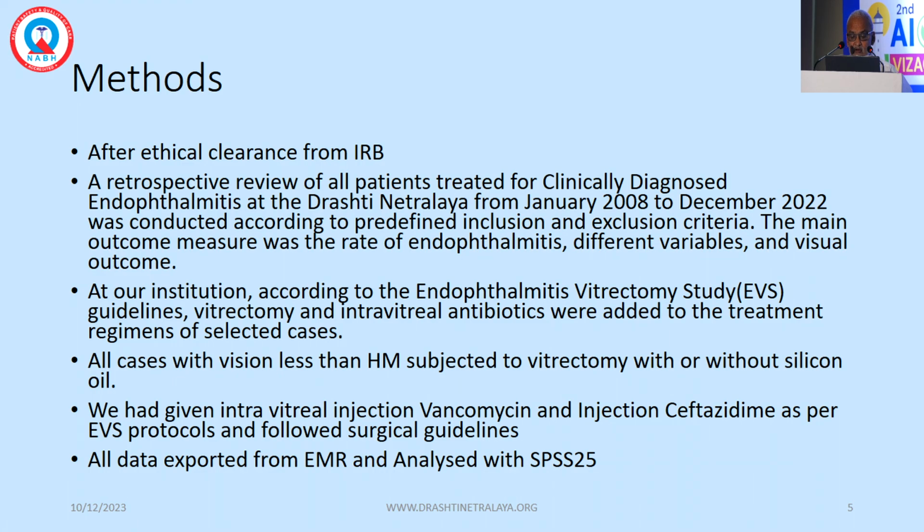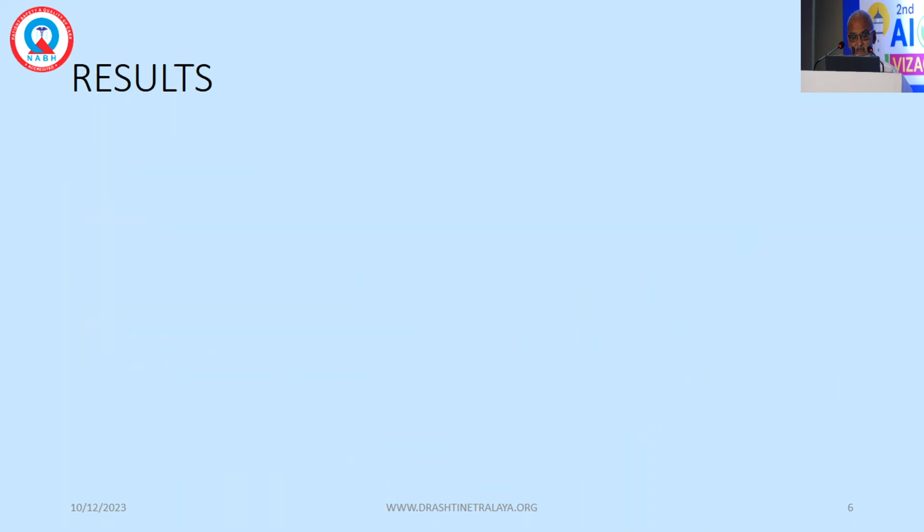At our institute, we treated all patients, traumatic as well as non-traumatic, according to Endophthalmitis Vitrectomy Study guidelines. Vitrectomy and intravitreal antibiotics were added to the treatment according to the presenting vision. If vision is more than HM, then intravitreal injections were given, and if it is less than HM, then surgery was done directly. We gave intravitreal injections which are standard according to the EVS. All data were exported from EMR and analyzed with SPSS 25.